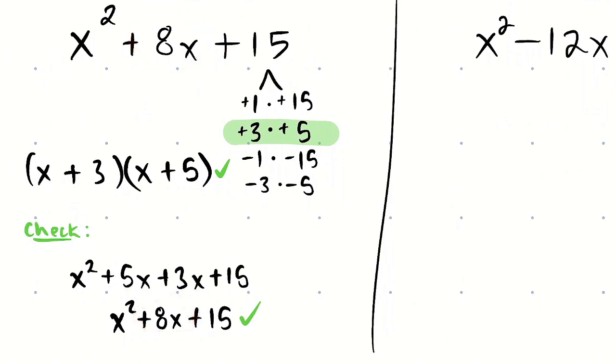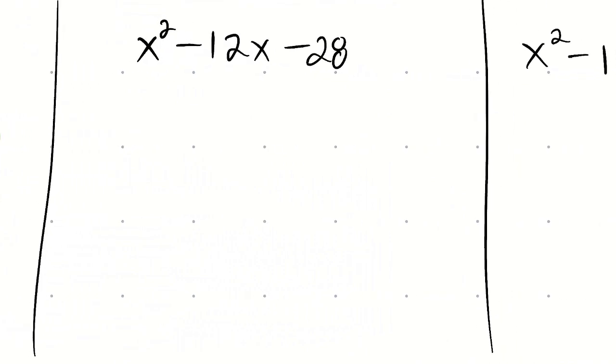Alright, now let's look at the second problem. Again, we're looking for factors of negative 28 that add up to give you negative 12. Right here, we have a negative number, so one factor has to be negative and the other positive. I'm going to start with positive 1 times negative 28. We have positive 2 times negative 14. We have positive 4 times negative 7.